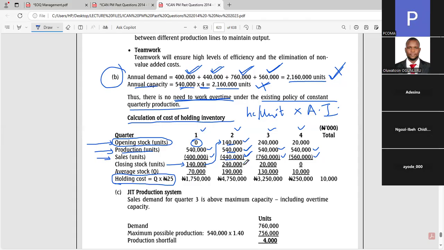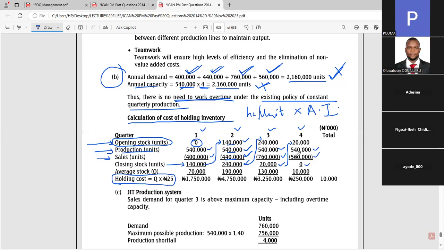Now, this 240 is closing stock in quarter 2. This shall become opening stock in quarter 3. That's why we brought it as opening stock in quarter 3. Does that make sense now? So 240 plus 540 minus 760 gives us 20,000 closing stock. This 20,000 closing stock will now become opening stock for quarter 4. So 20,000 plus 540 minus 560 will now give us 0.